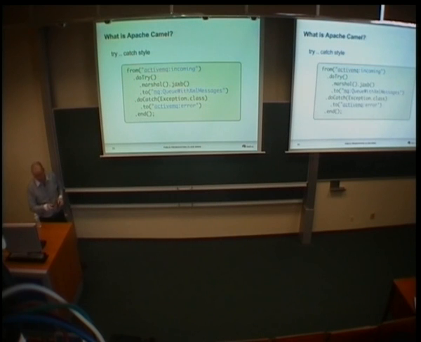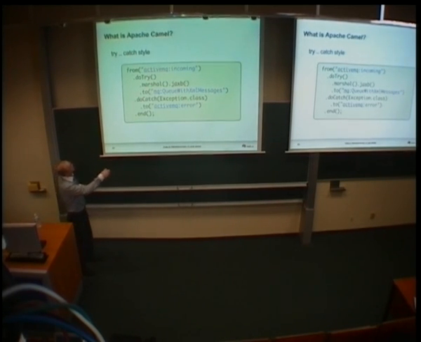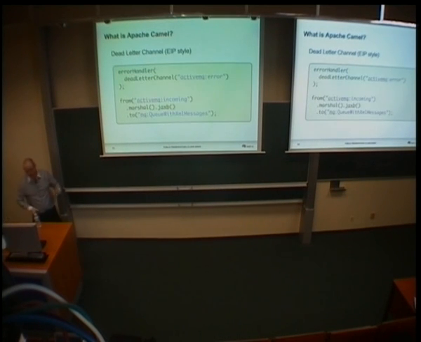So we have a do try and do catch, where you can say, okay, if something in here goes wrong, then detour the message to the error queue. But now the routing DSL is mixed between the happy situation and the error handling. Some people don't like that, so we can actually externalize the error handler.